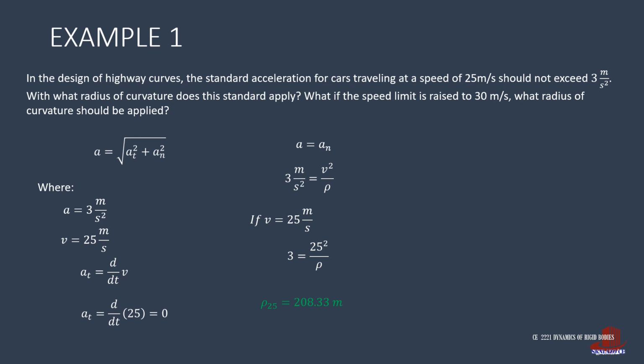The next question is to check the change of radius if the speed is raised to 30 meters per second. Using the same equation, plug in 30 for velocity to have 3 is equal to the square of 30 all over ρ. ρ is then taken as 300 meters.